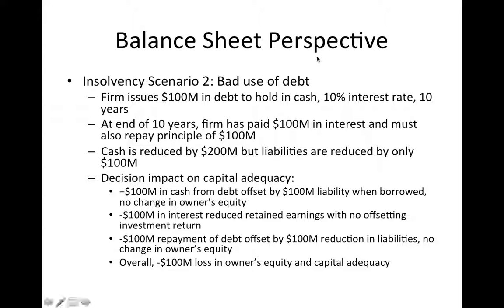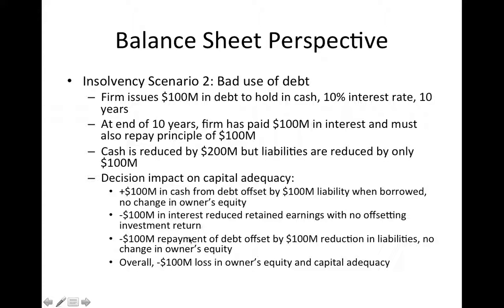they're worse off. And so if you think about it step by step, they increase cash by $100 million, but also increase liabilities by $100 million when they borrow. There's no change in owner's equity. Over the 10 years, they pay out $100 million in interest. They don't have any return to show for that because they just put it in the cash account, so it didn't go into an asset or whatever else. And so on a net basis, they've lost $100 million in capital adequacy or owner's equity there.